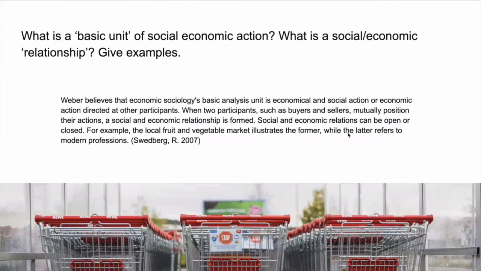So what is the basic unit of social economic action? What is the social economic relationship? Give examples. Weber believes that the economic sociologist's basic unit of analysis is economically oriented social action, economic action directed at other participants. When two participants, such as a buyer and seller, mutually orient their actions, a social and economic relationship is formed. Social and economic relations can be open or closed. For example, the local fruit and vegetable market illustrates the former, and the latter refers to modern professions.